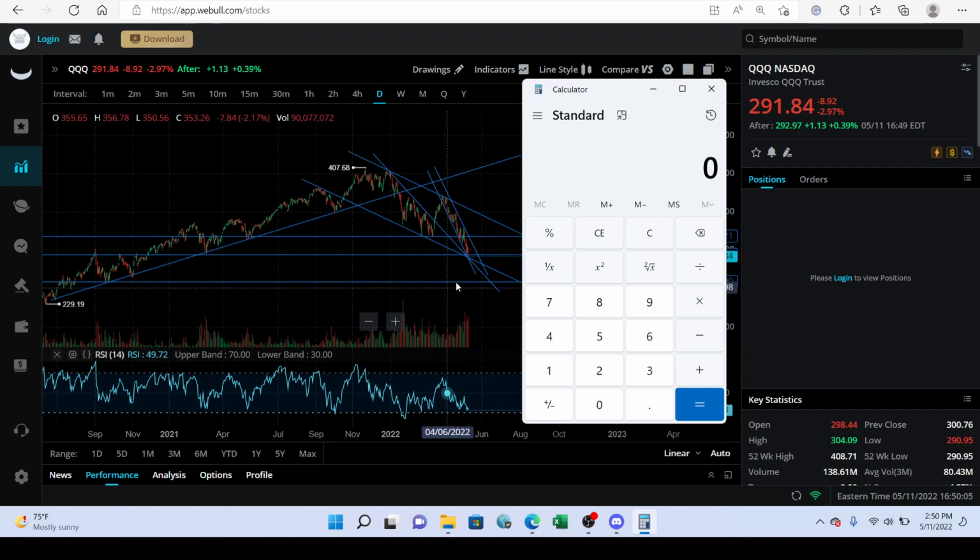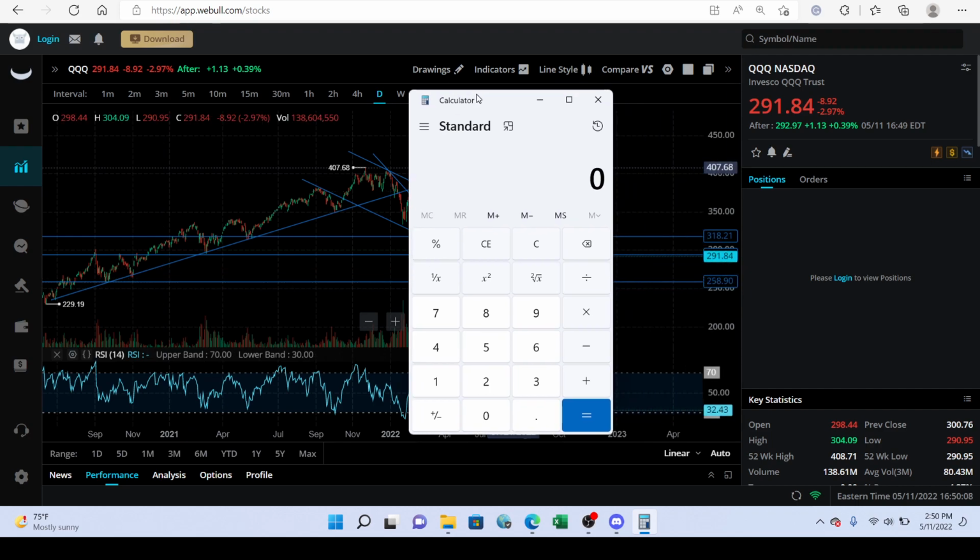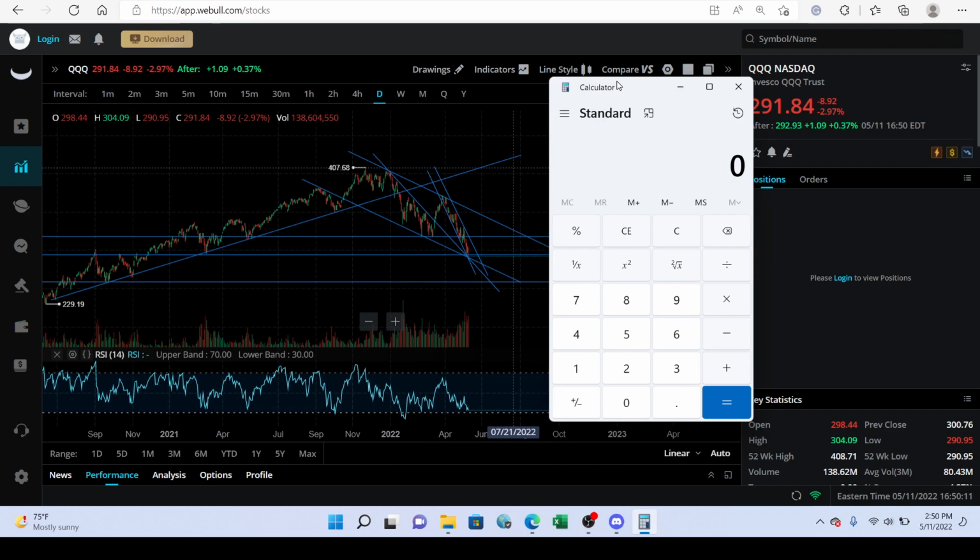So let's just do the math. If NASDAQ falls, or if QQQ falls all the way to 259, what is that? So that's 407.69 minus 259 equals 148, and then we're going to divide that by 407.68. Multiply that by 100. At this point right here, that's NASDAQ at a 36.47% crash.